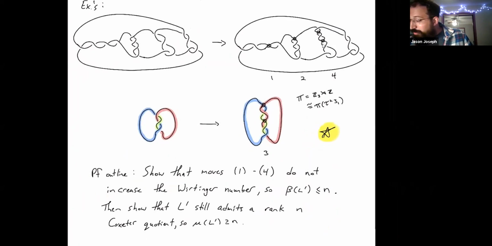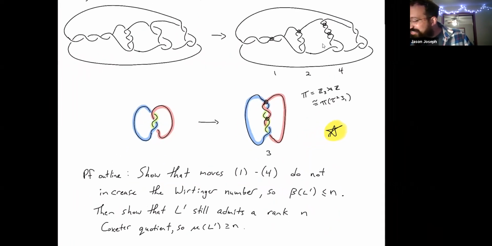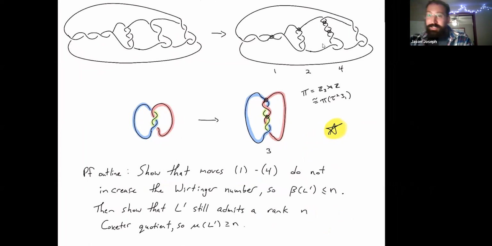No, really. So I'm not going to prove it, but the outline is to show that these moves do not increase the Wirtinger number. So this kind of speaks to how useful it is, the Wirtinger number, and also it was important to know that it's equal to the bridge number to be able to use this kind of argument. So the bridge number is at most this number n, and then also show that we still have a Coxeter quotient. So it's at least n.